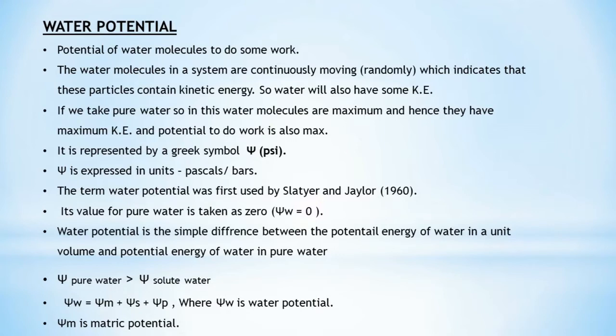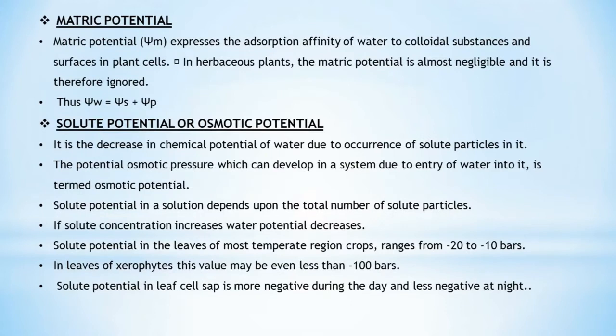So what is it? We'll study in the next slide. That is matrix potential. Matrix potential is usually the absorption of water molecules in colloidal substances. Colloidal is nothing but the outer walls of the plant cell, or the surfaces of the plant body. It is usually seen in herbaceous plants. Herbaceous is nothing but very small plants. Matrix potential is represented by psi m.